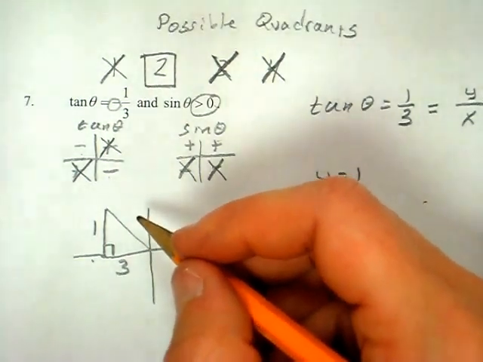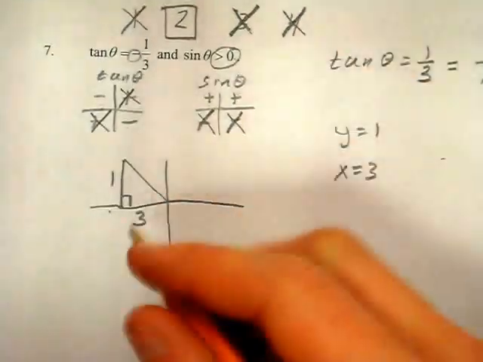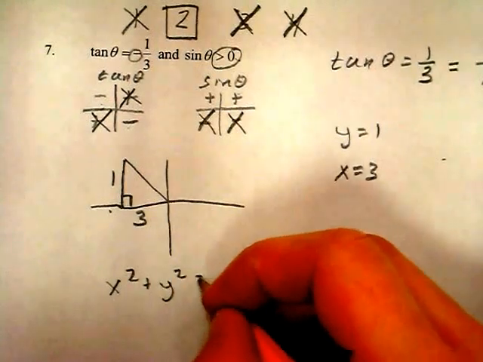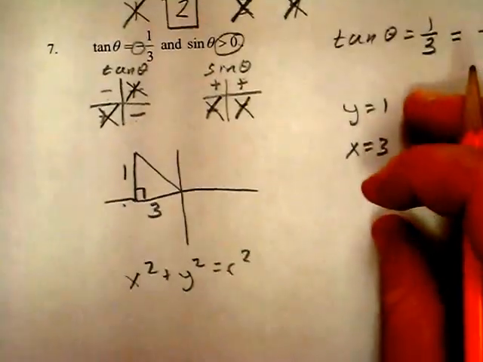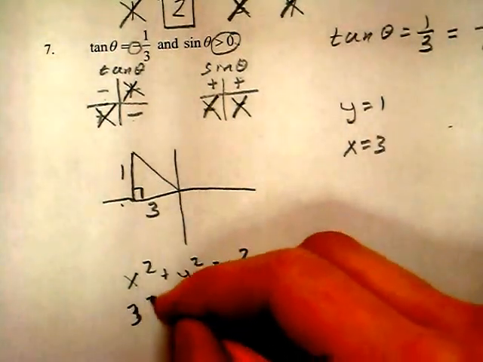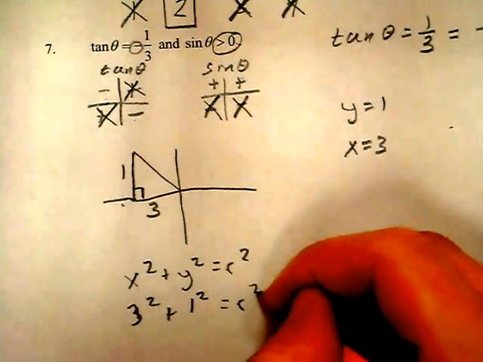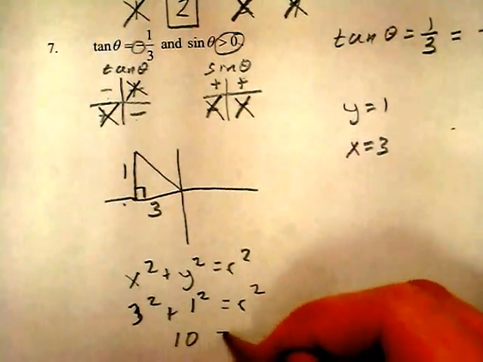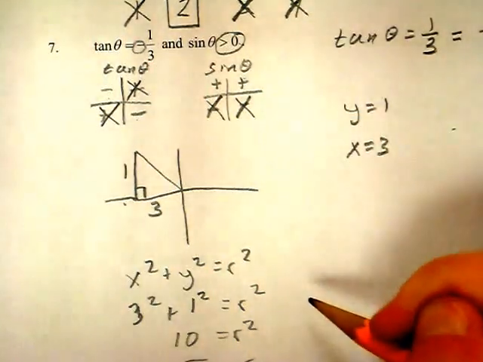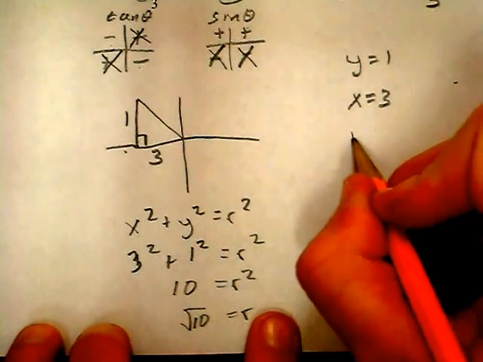Since I'm missing r, I have to use the Pythagorean theorem, which is x squared plus y squared equals r squared. x is 3 squared, y is 1 squared, and then I have r squared. So this is going to equal 10 equals r squared, and I have the square root of 10 equals r. And we're going to worry about our signs at the end of the problem. So now I know that r is equal to the square root of 10.